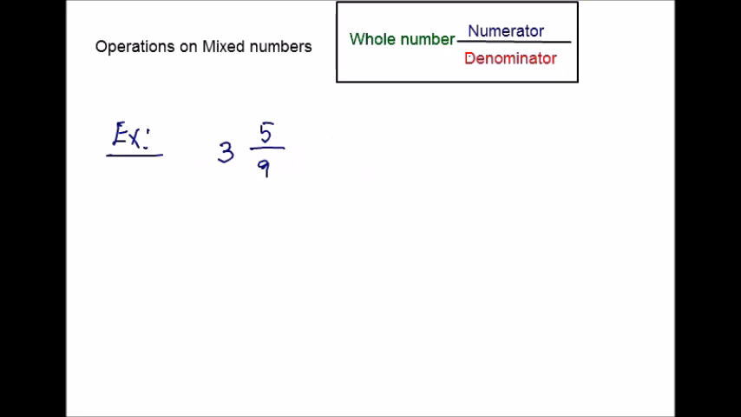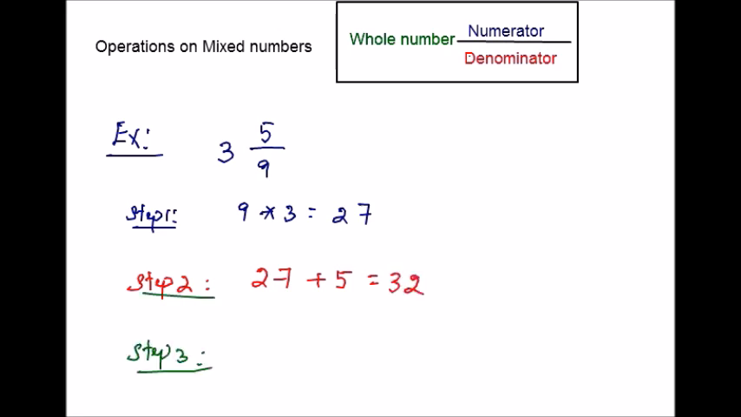Step 1. Multiply the denominator, that is the bottom number in the fraction, 9, and the whole number 3. 9 times 3 is 27. This is your step 1. Step 2. Add this answer from step 1 to the numerator given in the question, that is 5. That will give you 32. Now write the answer from step 2, that is 32, over the denominator. So your answer would be 32 over 9.